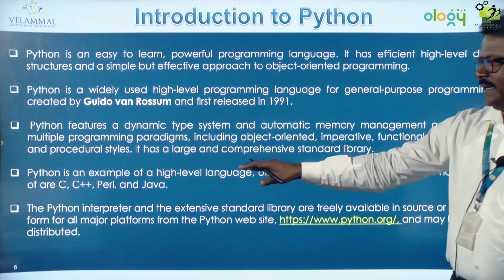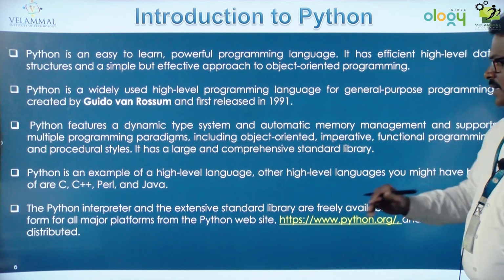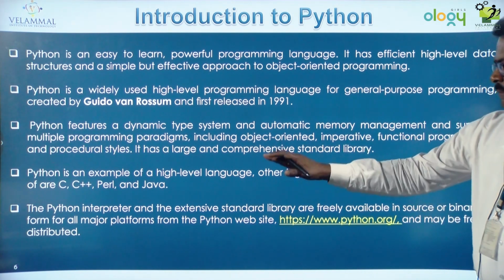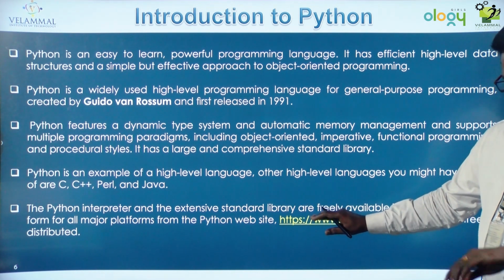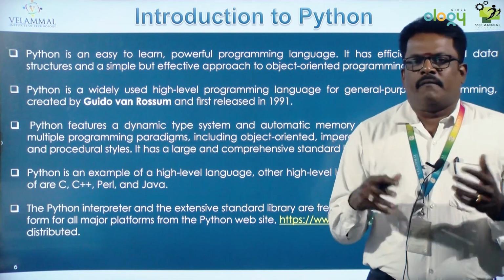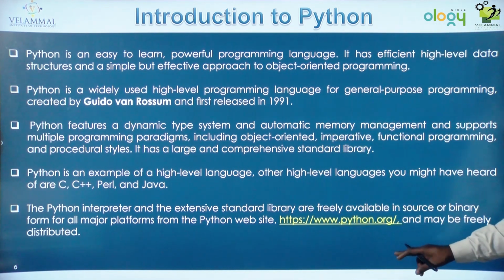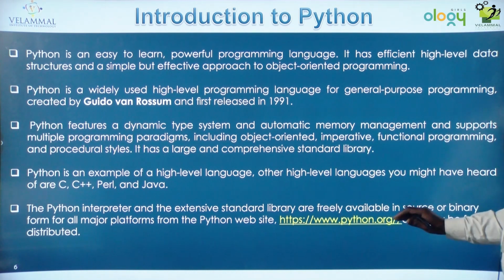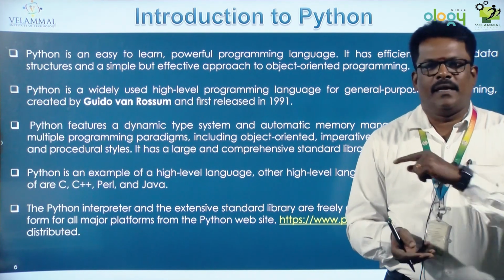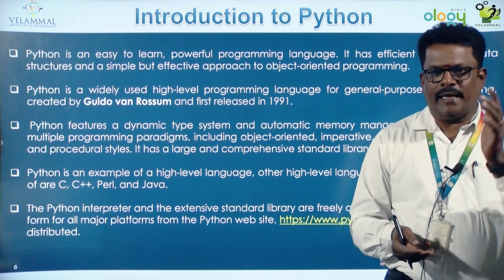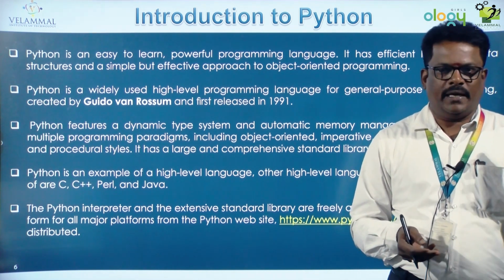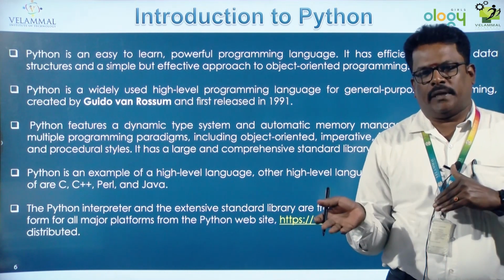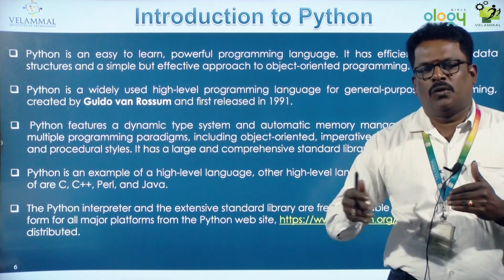Next, Python is an example of a high level language. Other high level languages are C, C++, Perl and Java. How does Python work? The Python interpreter and extensive standard library are freely available in source or binary form. Where can you get Python? Go to this URL, www.python.org. There you can get Python. You can download Python as a source file or in binary format. Download the zip file, extract everything and then install Python. The latest version of Python is Python 3.17. A lot of features have been added time and again. It started from 2 and shifted to 3. Now from 3.12, it is now 3.17.